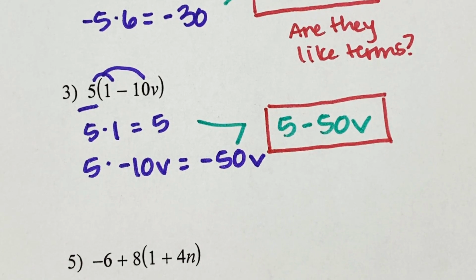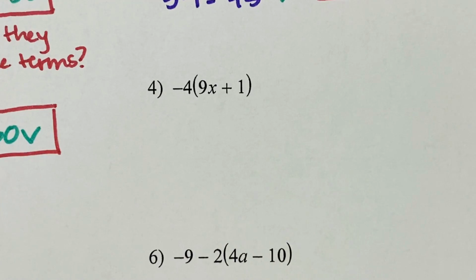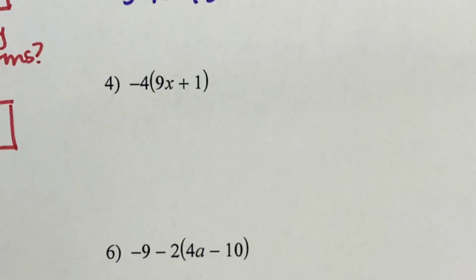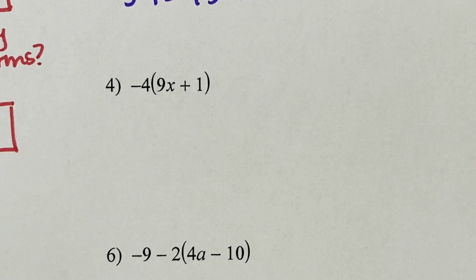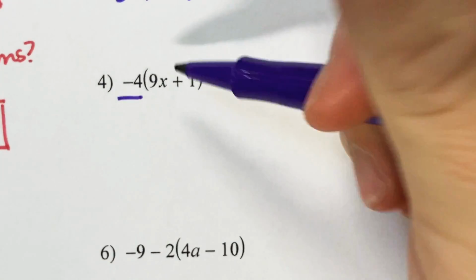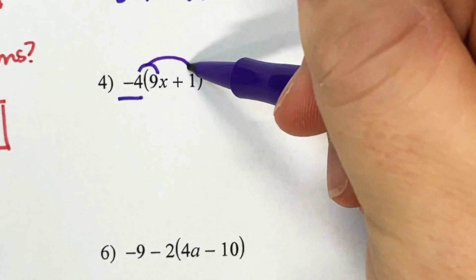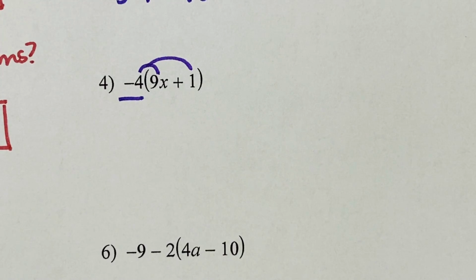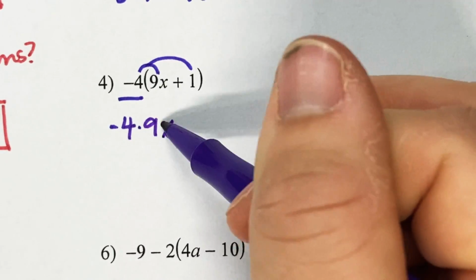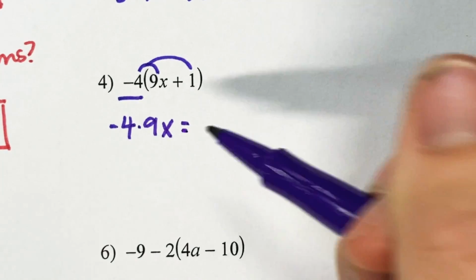Perfect. Okay, let's go to number 4. Find your parentheses. What is the number right in front of the parentheses that needs to distribute in? Okay, it's this negative 4. So negative 4 needs to distribute to both terms inside. So we have negative 4 times 9x. What's that going to give me?